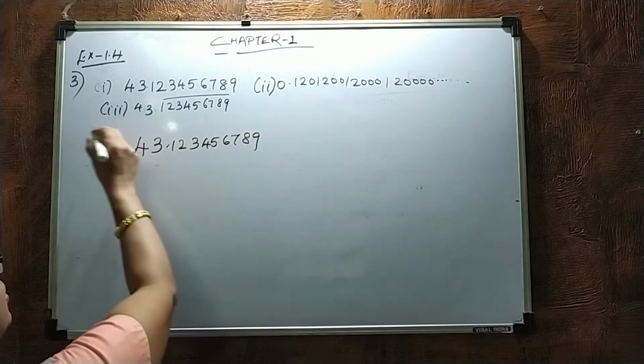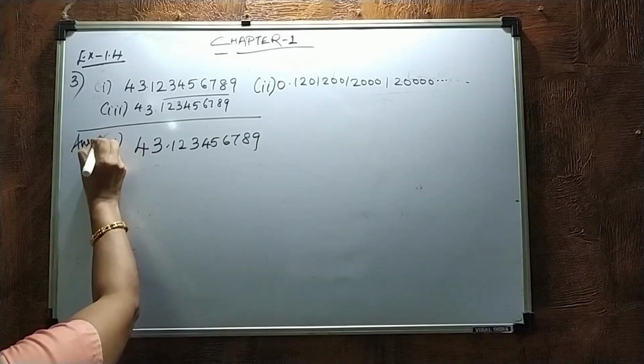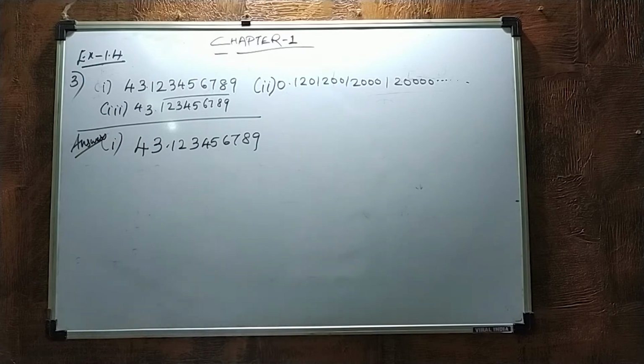43.123456789. Answers. Right, okay, just look at the decimal expansion. How will you find out whether it is rational? First they ask you to find out which are the rational numbers, and then from the rational numbers you have to find out the form of q. So is it rational or irrational? Just find out. How will you find out?